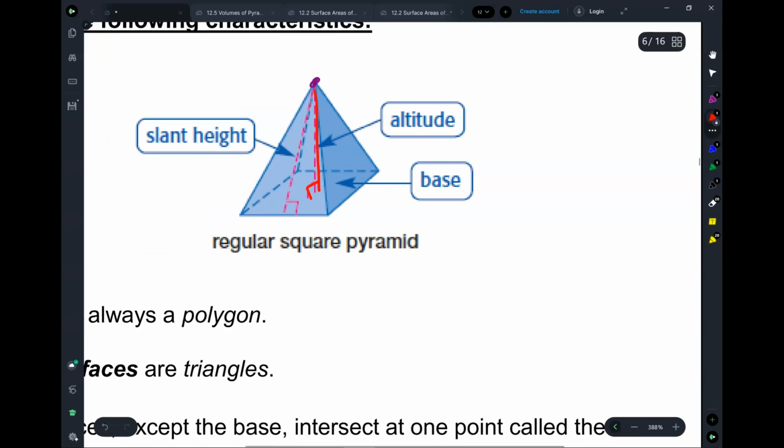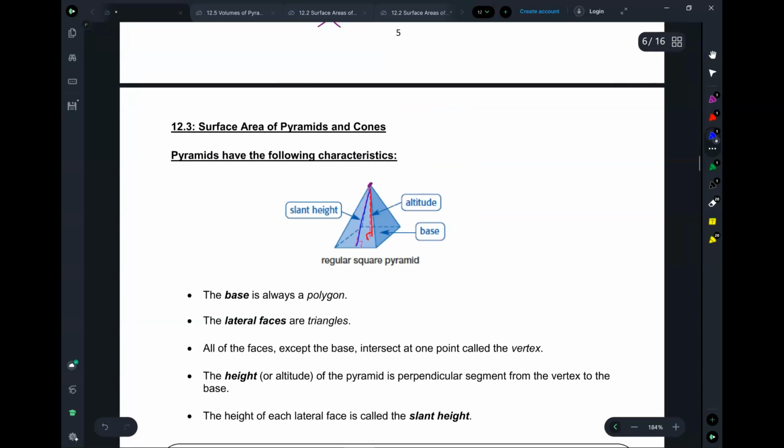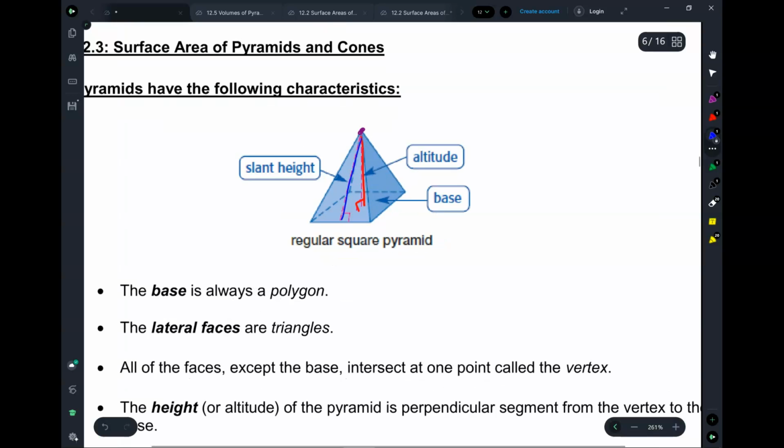The slant height is different. This is the slant height, and it lies along the surface of the pyramid, okay? So imagine the pyramids in Egypt, right? If you were to scale up the pyramid, you would be climbing the slant height. But then when you go up to the top and you look straight down, that's the altitude, okay? So they're different things.